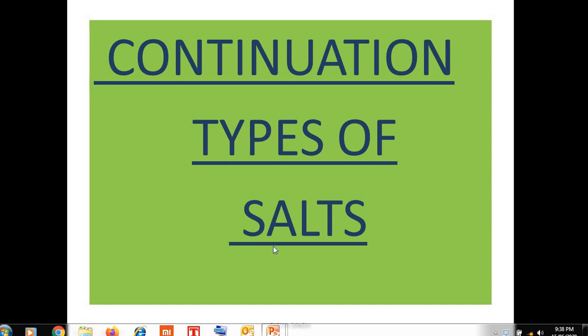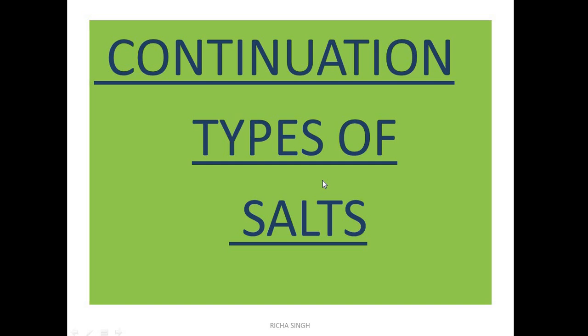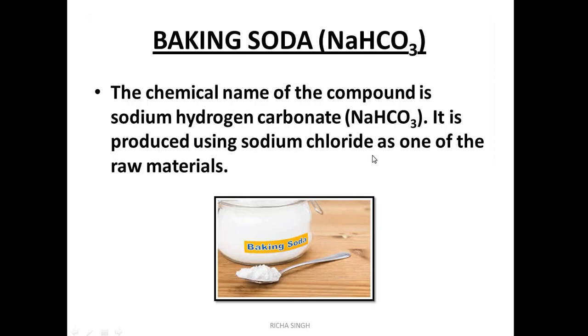Hello students, in the previous presentation we have discussed three salts: sodium chloride, sodium hydroxide and bleaching powder, that is CaOCl2. Three more are there in your syllabus, which are baking soda, washing soda and plaster of Paris. In this presentation we'll be dealing with these three salts. Let's start with baking soda.